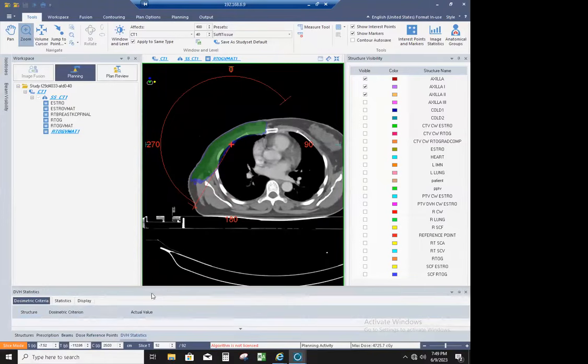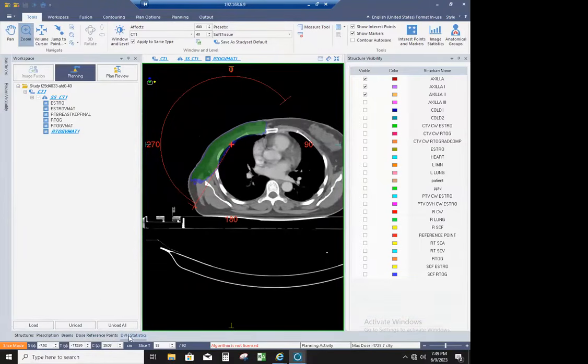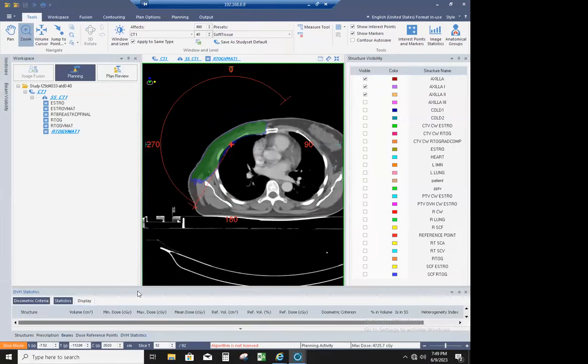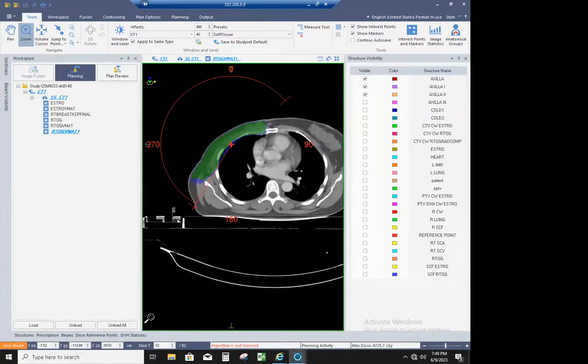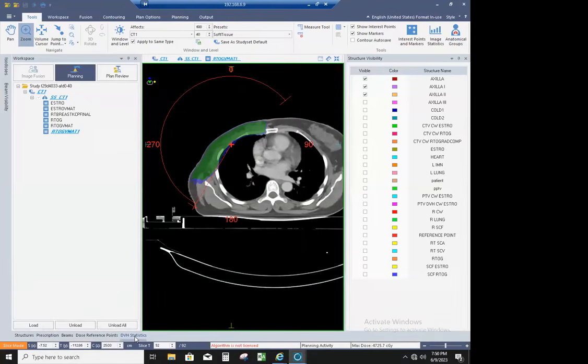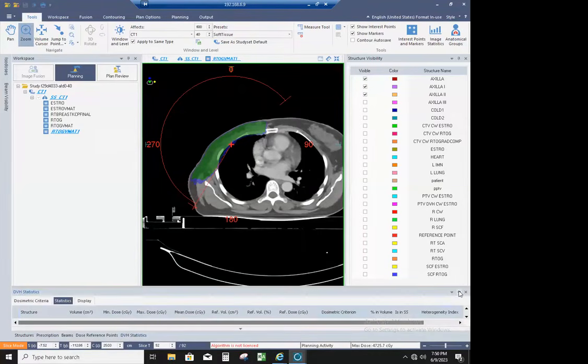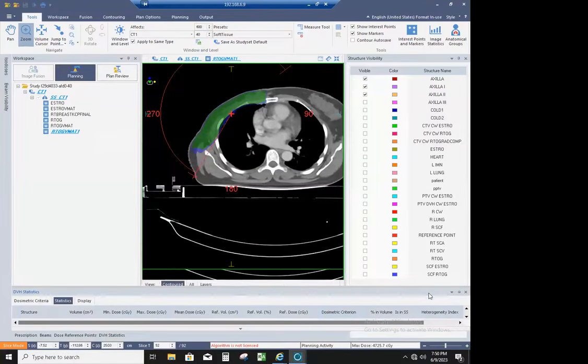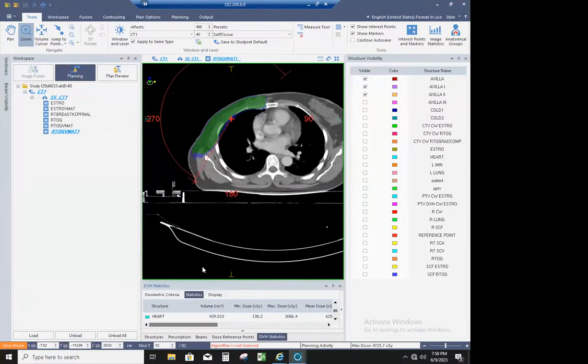I still prefer 3D planning rather than arc planning. So if you have the urge to plan with VMAT, please keep the minimum.